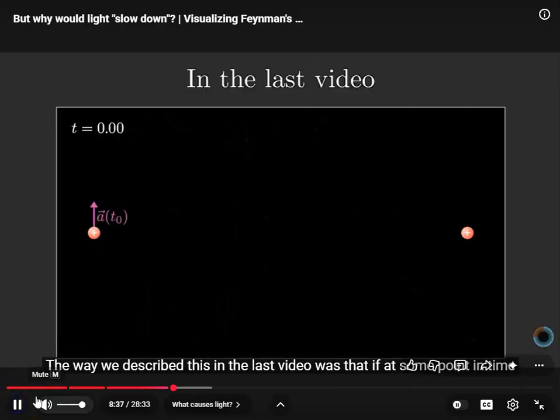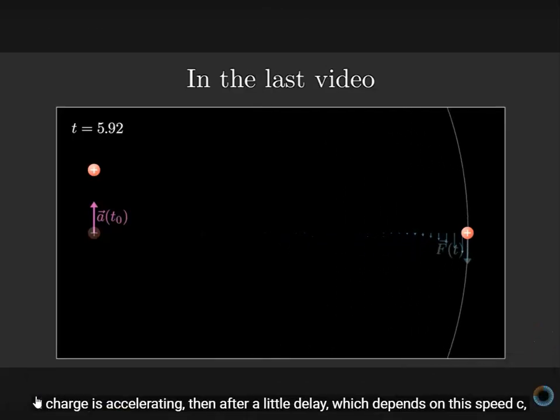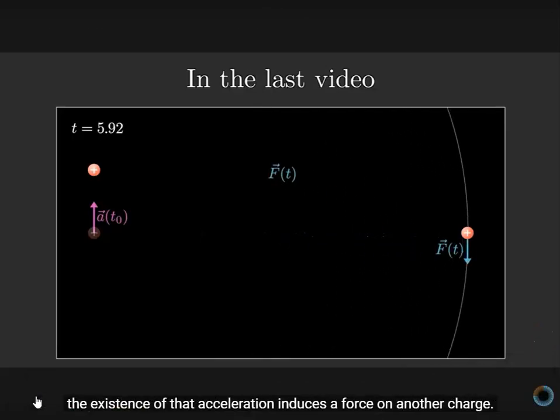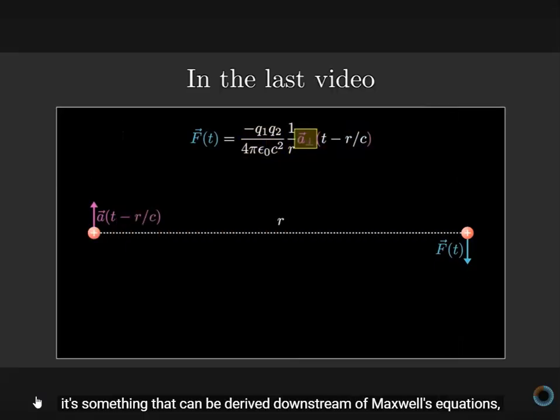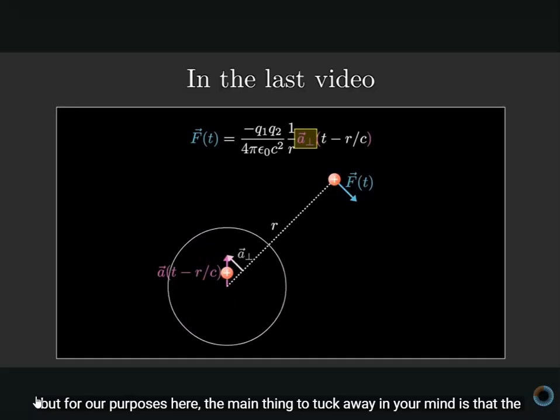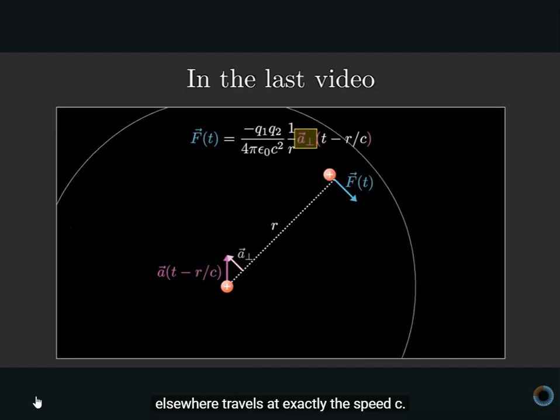The way we described this in the last video was that if at some point in time a charge is accelerating, then after a little delay, which depends on the speed c, the existence of that acceleration induces a force on another charge. We went over the specific force law describing this. It's something that can be derived downstream of Maxwell's equations. But for our purposes here, the main thing to tuck away in your mind is that the amount of time it takes that initial acceleration to cause any kind of influence elsewhere travels at exactly the speed c.